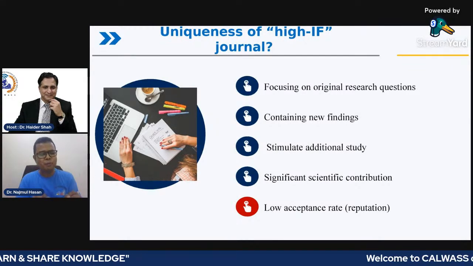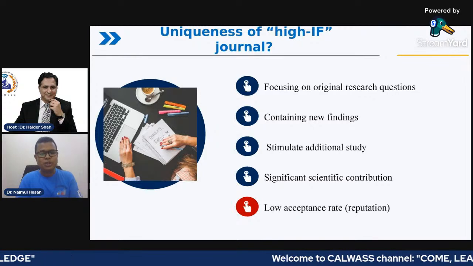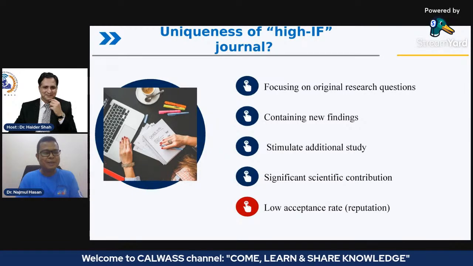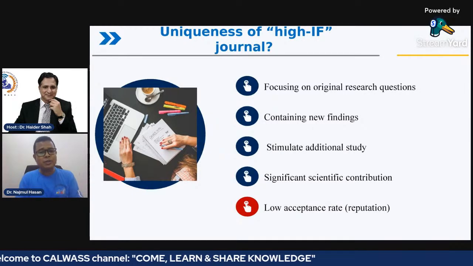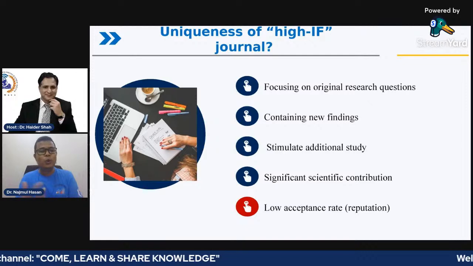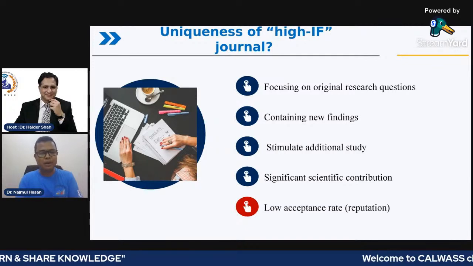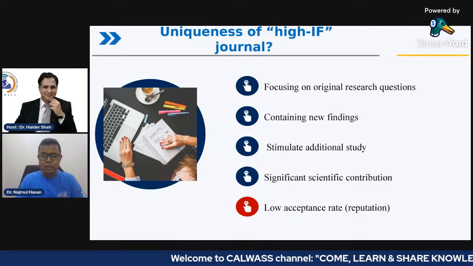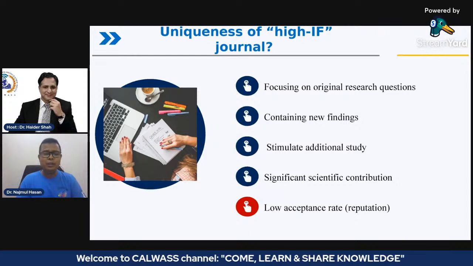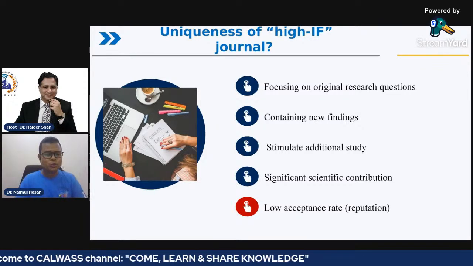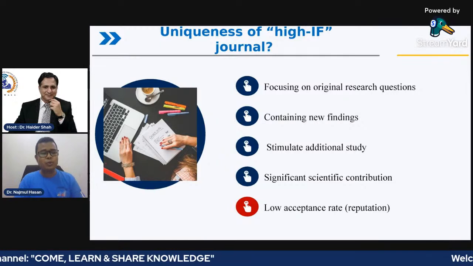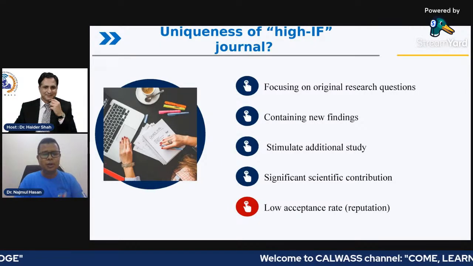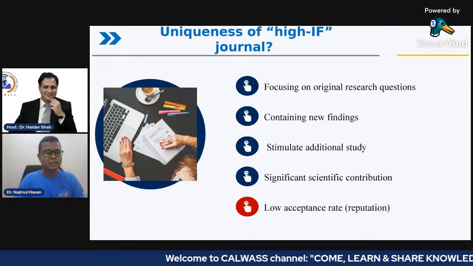But first of all, lots of professors actually throw a question: what's new in your dissertation, what's new in your paper, what's new in your thesis, right? So a high impact factor journal actually seeks new findings in your paper and stimulates additional study. Think about, for example, you are searching for a paper and thinking about a research question. You thought it's a very good research question, but after a certain period, you saw, oh my God, the topic's already published, right?